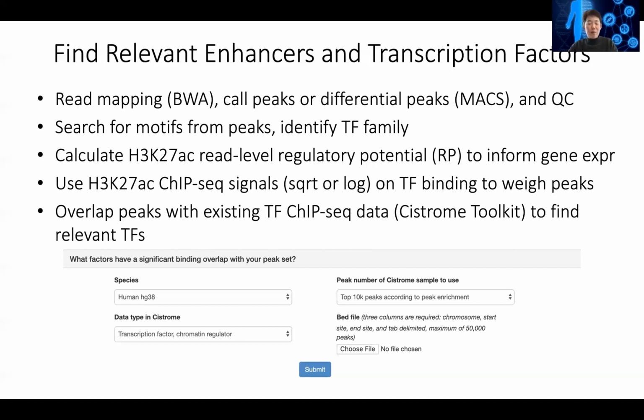And so using the Cistrome toolkit, which you will see in the homework, using the histone marks, you can figure out what transcription factors are important, and you can also use differential peaks to do this overlap. This utilizes the Cistrome database, which collects a lot of ChIP-seq data from published studies.